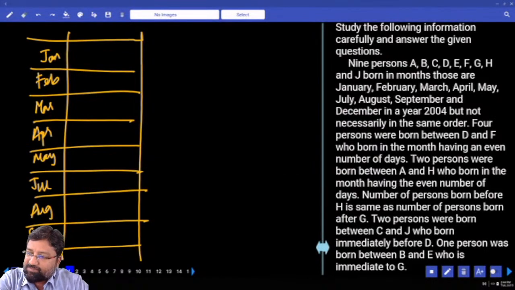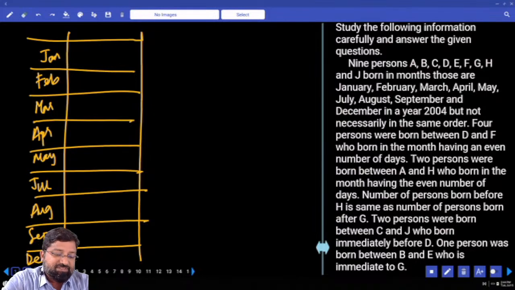2004, but not necessarily in the same order. 4 persons are born between D and F. F was born in the month having even number of days. When I say even number of days, I can see September and April. We don't have any other months other than September and April which have even number of days. February here will have how many days? 29, because it's talking about leap year.